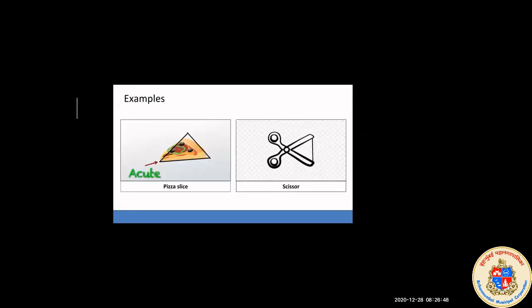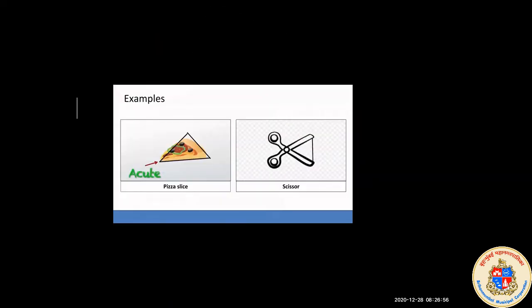Less than 90-degree angle. See the examples of an acute angled triangle: a pizza slice, which has all three angles acute, and the scissor, it also has. If you open the scissor wider, then it will not give you an acute angled triangle. Now we have the scissor closely open, so it falls under acute angled triangle.